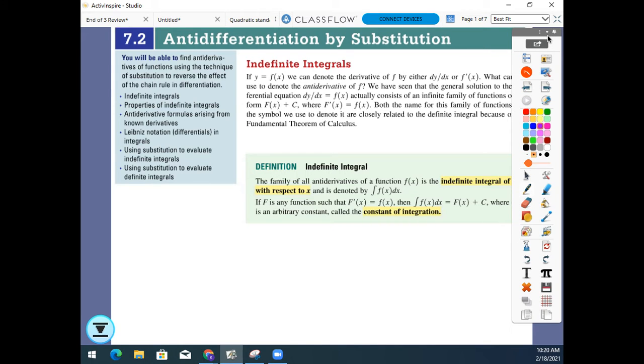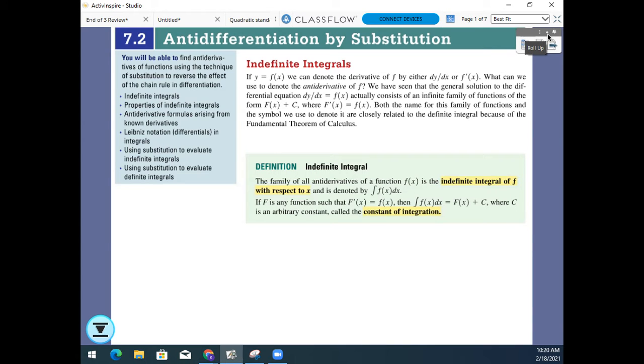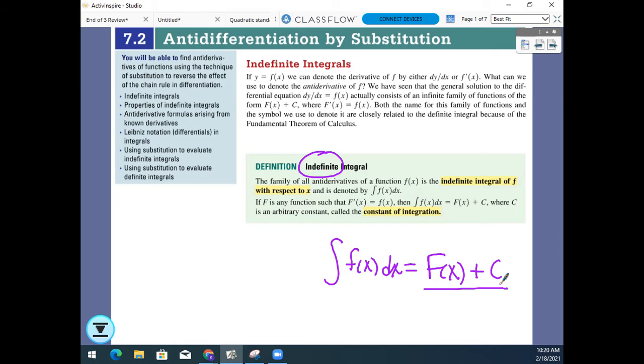So remember, indefinite means there are no values. There's no order of integration. So if you don't have values, you just do the antiderivative and you need the plus c. Indefinite is just for all general antiderivatives.